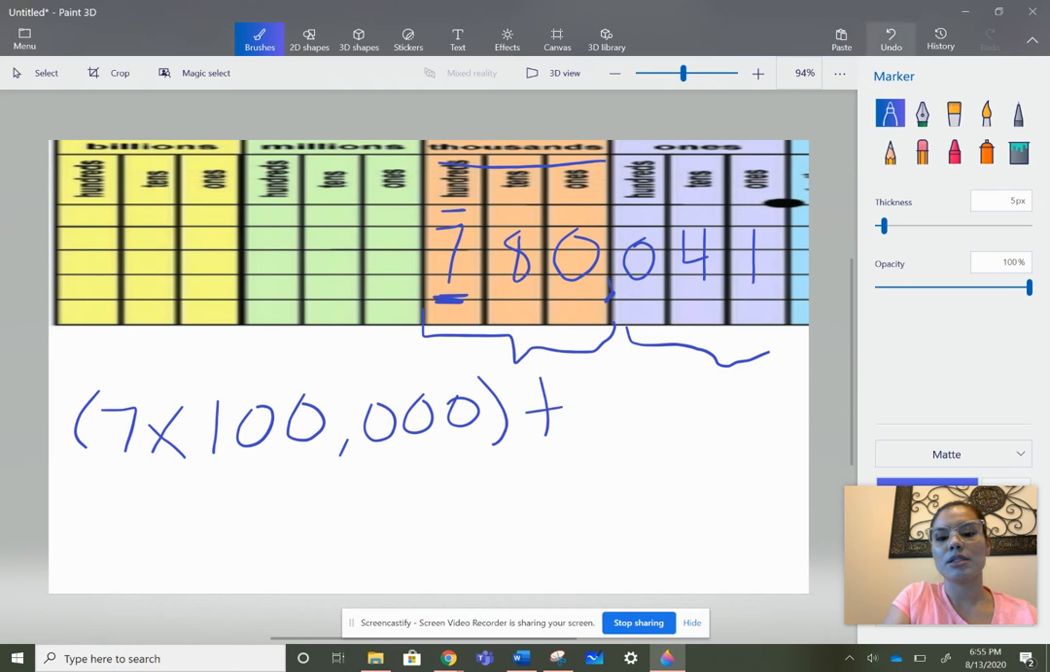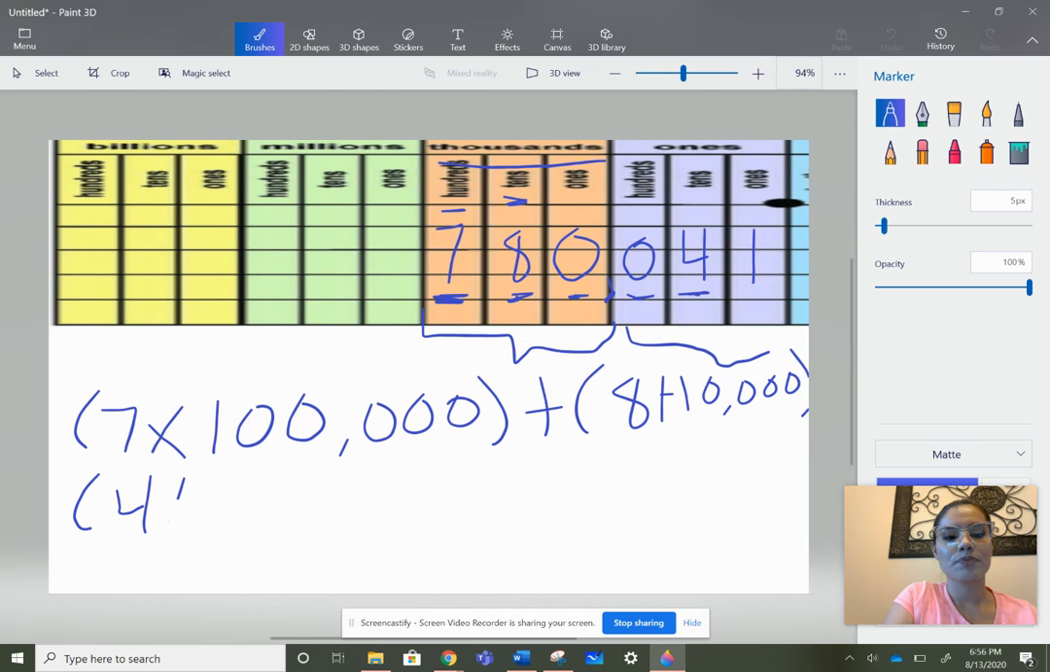And then plus 8 is in the 10,000s place, so times 10,000. And then again, the zeros have no value, so I don't add them. So I go to my next number with a value. So I go to 4, and it is in the tens place, so 4 times 10. And then my last digit is 1, and 1 is in the ones place, so 1 times 1.